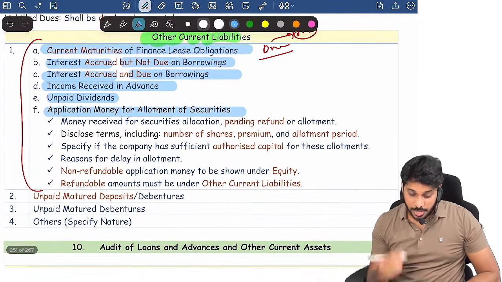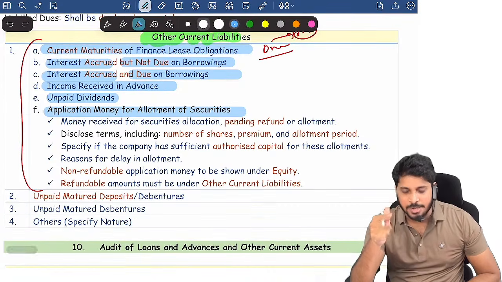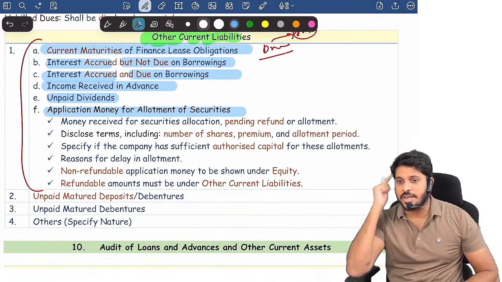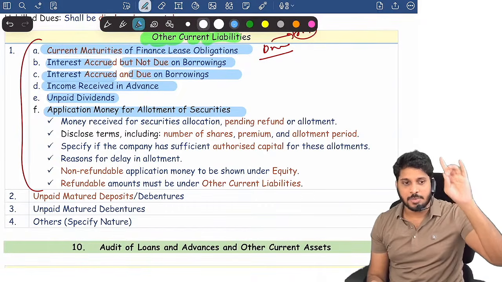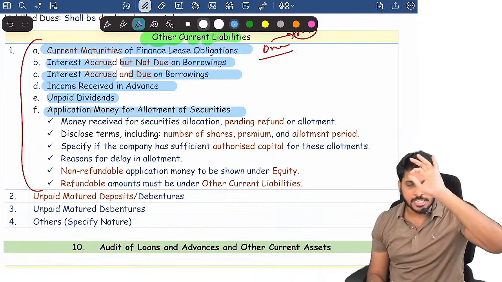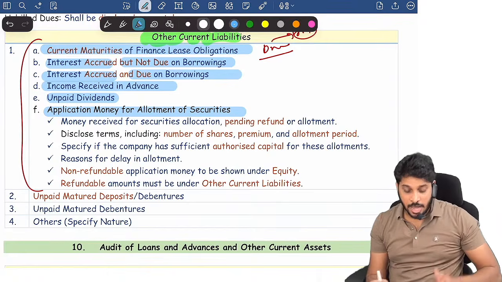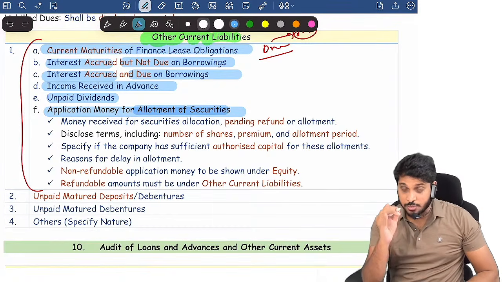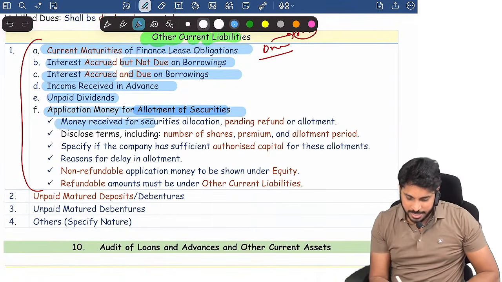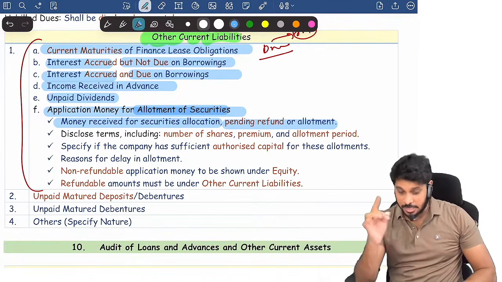Sorry, application money, refundable application money, guys. Share application money pending allotment comes under equity. Share application money pending allotment will not come here. Application money for allotment of securities we received but is subject to refund. Money received for securities allocation pending refund.